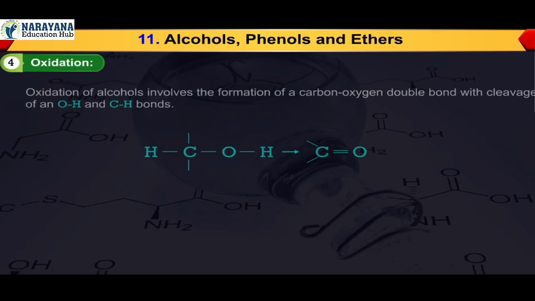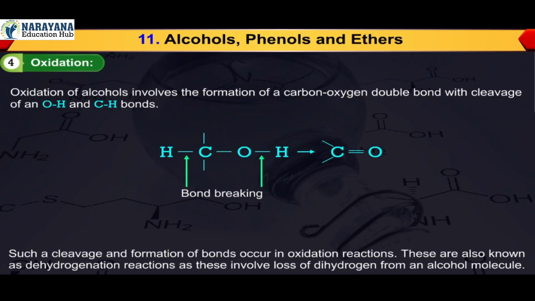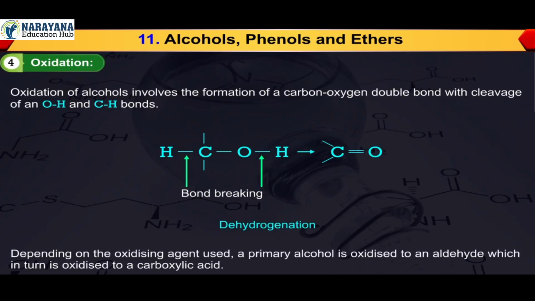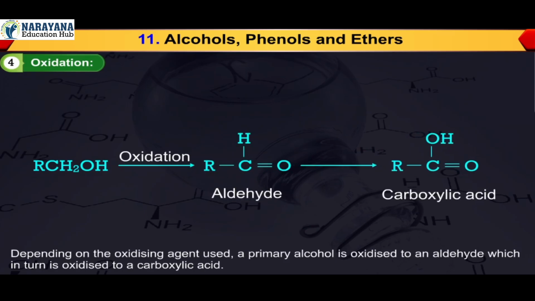4. Oxidation. Oxidation of alcohols involves the formation of a carbon-oxygen double bond with cleavage of an O-H and C-H bond. H-C-OH gives C=O. Such a cleavage and formation of bonds occur in oxidation reactions. These are also known as dehydrogenation reactions, as they involve loss of dihydrogen from an alcohol molecule. Depending on the oxidizing agent used, a primary alcohol is oxidized to an aldehyde, which in turn is oxidized to a carboxylic acid.